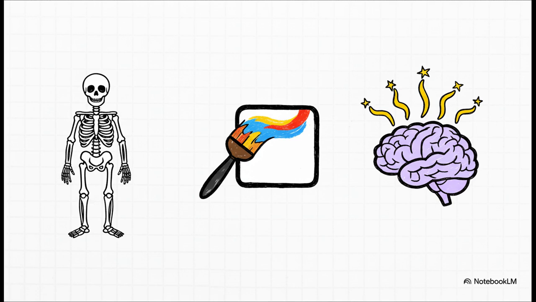Then you've got CSS, which is the clothing. It's the designer that adds all the colors, the fonts, the layout, making it look good. And finally, you have JavaScript. That's the brain. It makes the page interactive, letting you click buttons, see pop-ups, and get live updates.